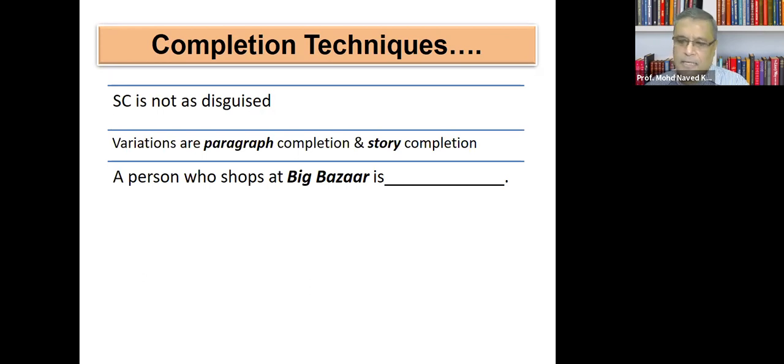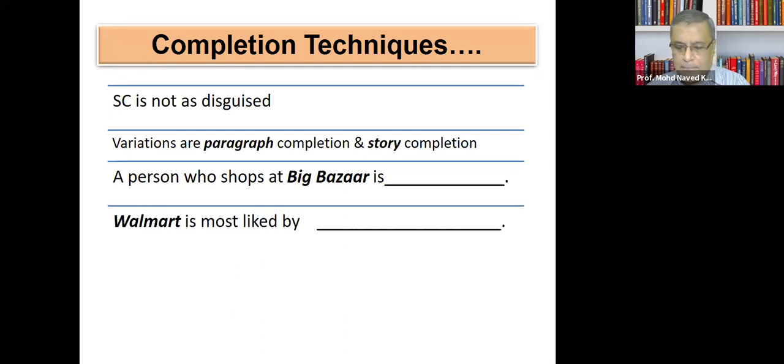In this, whatever the response is, it emerges from the side of that subject. Suppose the person says a person who shops at Big Bazaar is an intelligent consumer, is an intelligent buyer, or some other response may emerge. From that you can make out what exactly is the perception of people regarding this particular outlet. So this can be used in this manner.